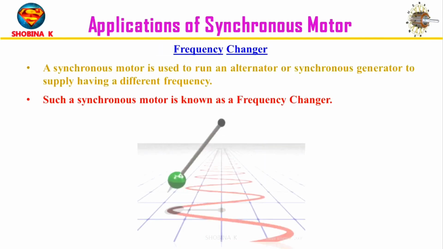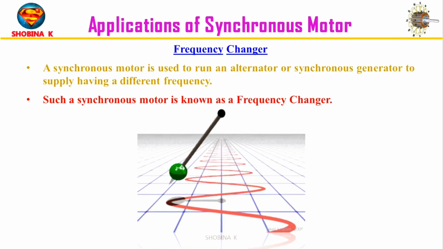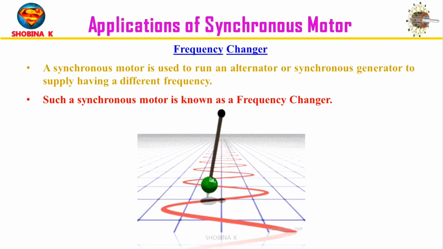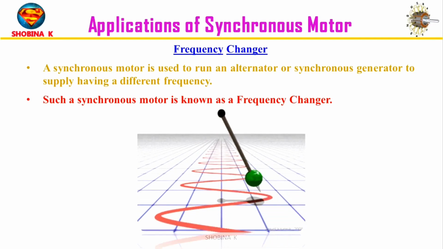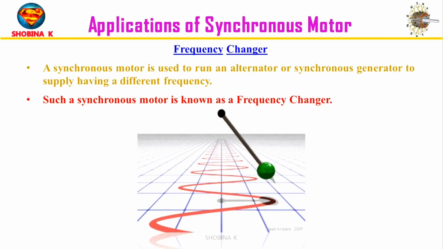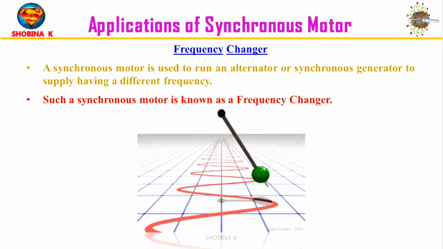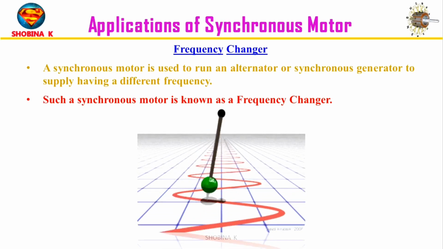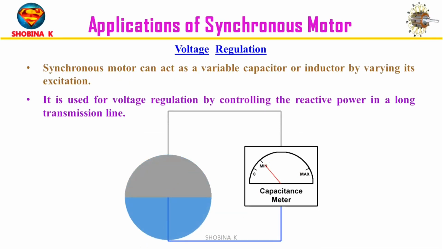And next, the frequency changer. A synchronous motor can be used to drive another alternator to generate supply at different frequencies due to its constant speed nature. So in this case, it is called a frequency changer. And it is used for improving the voltage regulation of long transmission lines. A synchronous motor with a field regulator can be used to control the voltage at the end of the long transmission lines by varying its excitation.